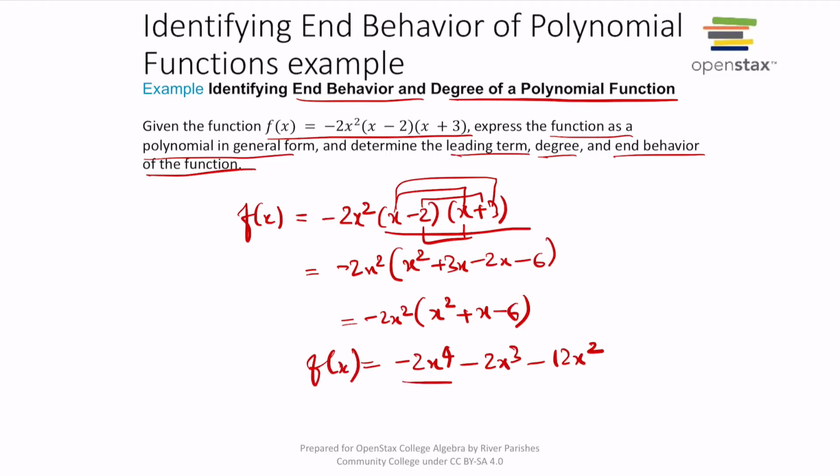From this now, what is the degree here? The highest power here is the degree. So this becomes the leading term. And minus 2 here is the leading coefficient.